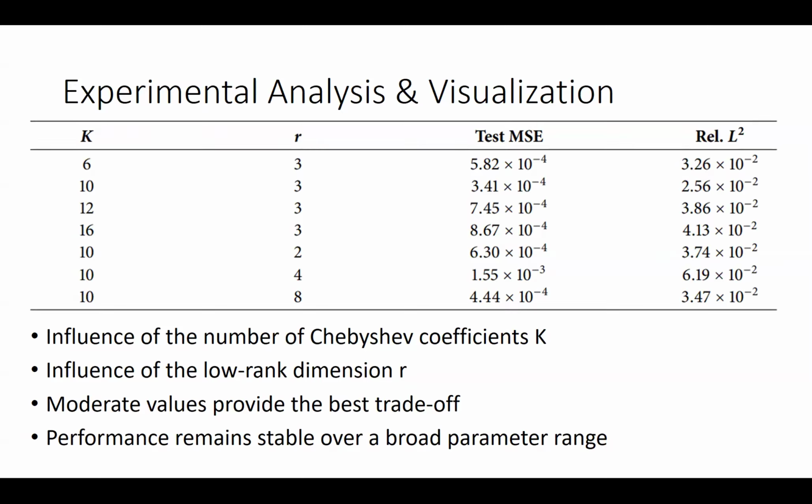If I look at your results, K is the number of Chebyshev coefficients, right? And R is the low rank. So let's fix low rank to 3. Going from 6 to 10, the error drops, which is good. Going from 10 to 12, the error goes up. And then going from 12 to 16, the error still goes up. So is there some sort of an imbalance that causes this?